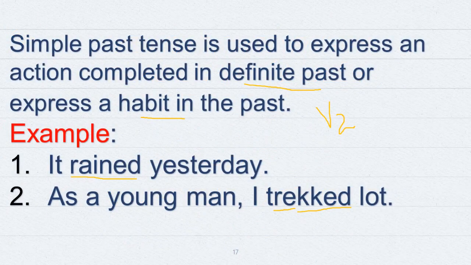Simple past tense is used to express an action completed in the definite past, or to express a habit in the past. For example, it rained yesterday. As a young man, I trekked. Means when I was young. Yesterday itself is showing that the sentence is of past tense. And in rained, we use the second form of the verb in past tense.